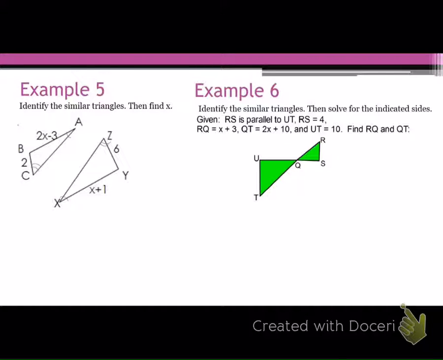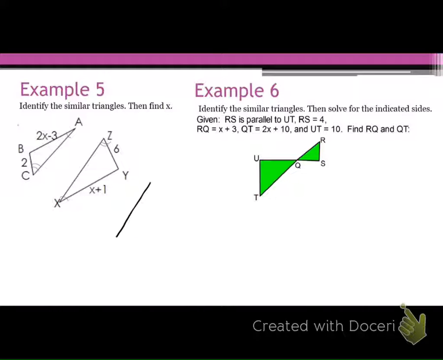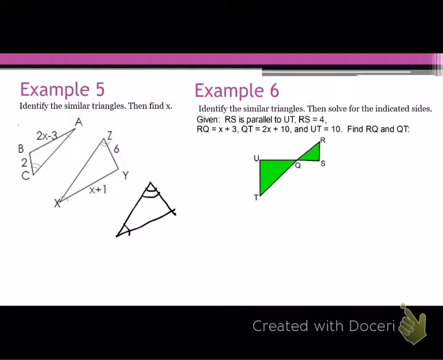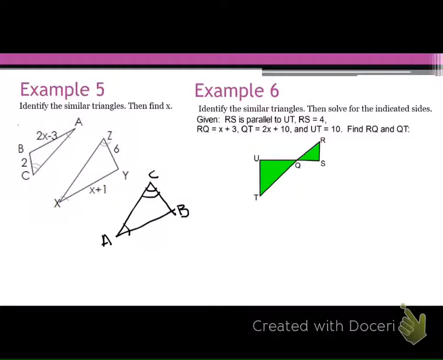So identifying the similar triangles, then find x. The first thing you'll notice is that we have angles marked. So I like to rotate them so that they're the same direction. You guys understand that? So I'm going to rotate triangle ABC so it's the same direction here. Looks the same size now that I've done this, but that wasn't intentional at all. So all I did is I rotated it.